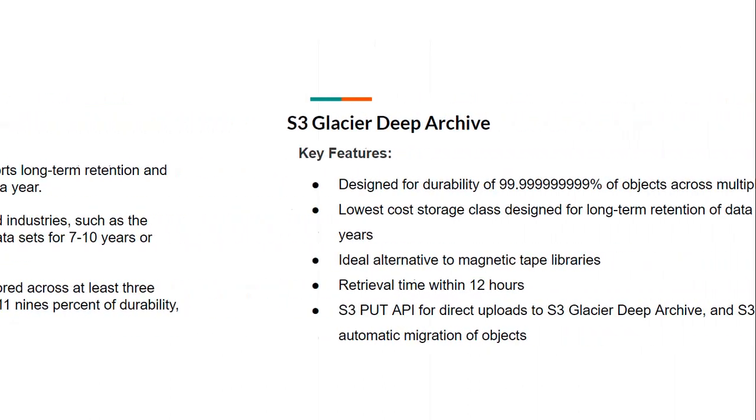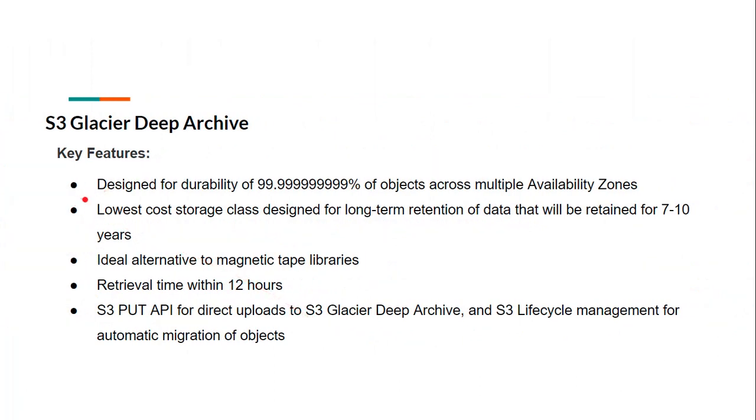So, S3 Glacier Deep Archive is designed for durability of 99.999999999% of objects across multiple availability zones. S3 Glacier Deep Archive is the lowest cost storage class and designed for long-term retention of data that will be retained for 7 to 10 years. S3 Glacier Deep Archive is an ideal alternative to magnetic tape libraries. To back up data, S3 Glacier Deep Archive objects have a max retrieval time of 12 hours. And S3 Glacier Deep Archive allows us to use S3 lifecycle management for automatic migration of objects to other S3 storage classes.